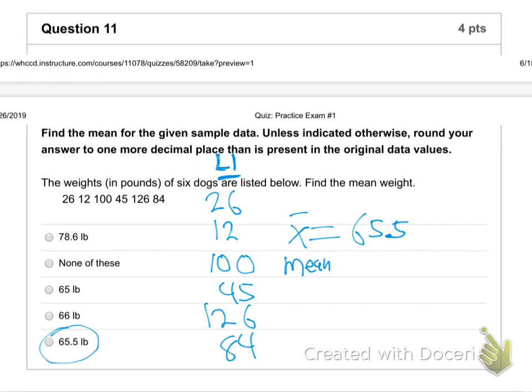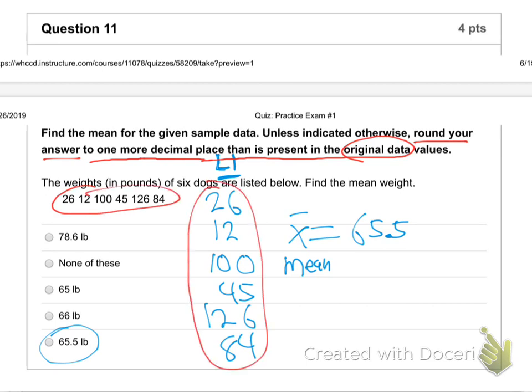Okay, it's kind of confusing words. It says round your answer, which makes us think we should round, but hold on, read the rest of the words. To one more decimal place than is present in the original data values. How many decimals in these original data values? How many decimals do you see here? None. No decimals. And it says, round your answer to one more than was in the original. What's one more? Well, one.